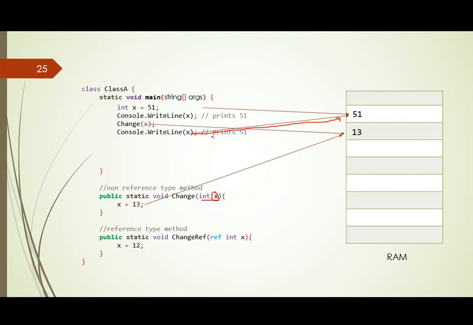So you really print the 51, and if you pass it to a reference type function, this time it really passes the reference, and when you change it, you really change it here. And so when you print it, you'll get the 12 there. That's it. That's how reference types work. If you really don't get it, mail me, I will try to help.